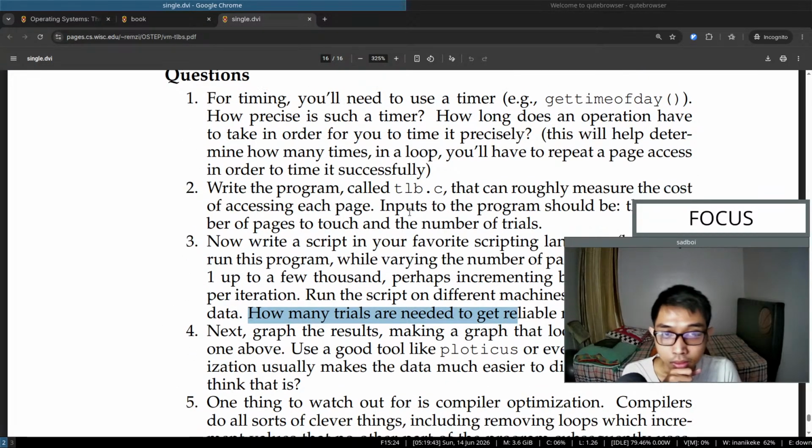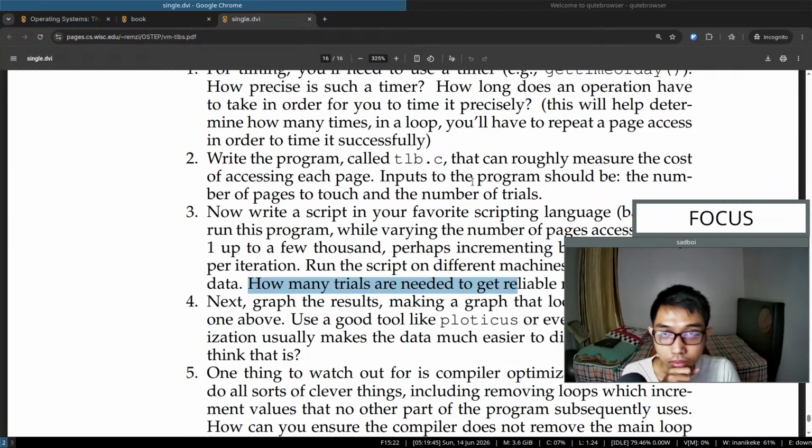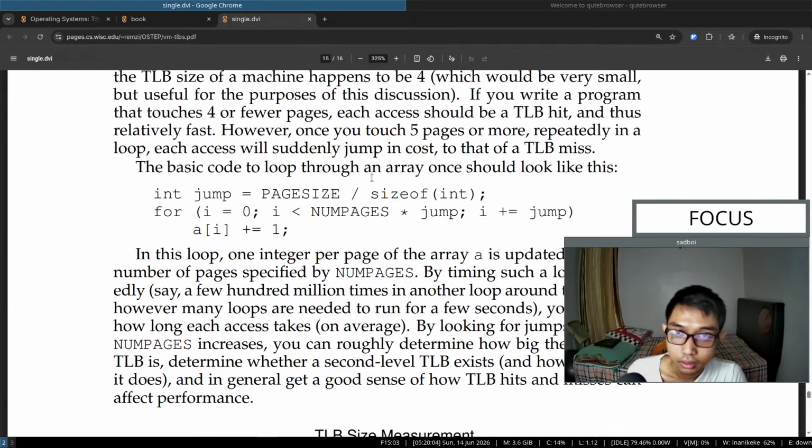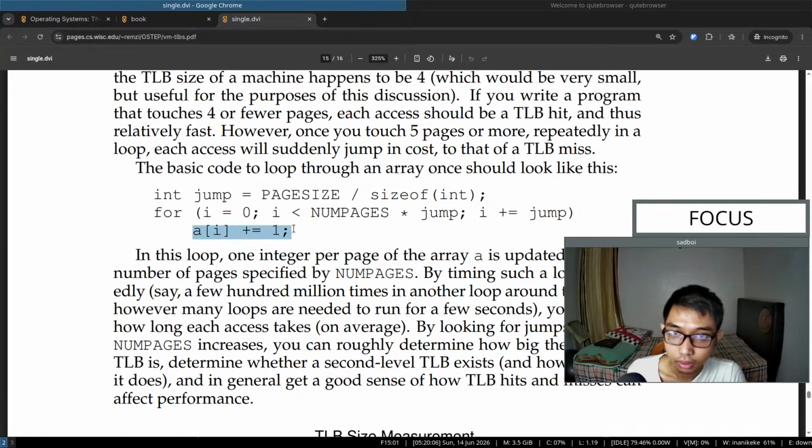I am still not sure how we can measure the cost of accessing each page. Like, is it only accessing the variable like this?